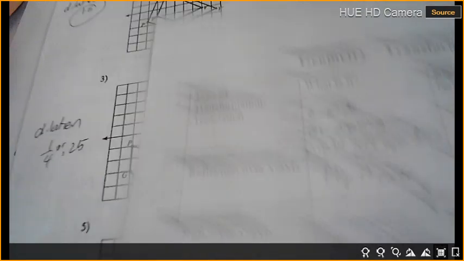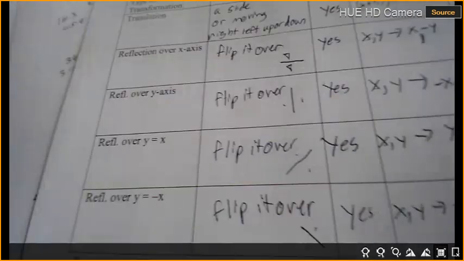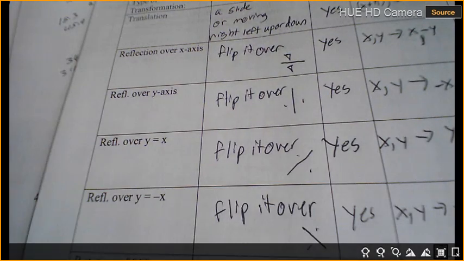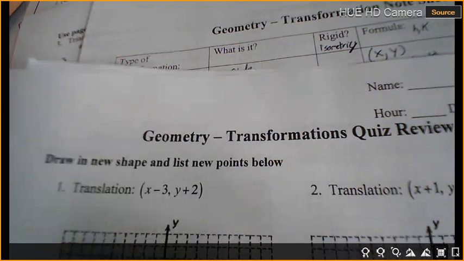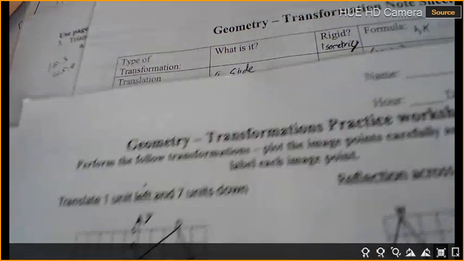So your homework for today is both of these papers. Transformation quiz review, this looks just like your quiz. And then I just gave you more practice. Okay?